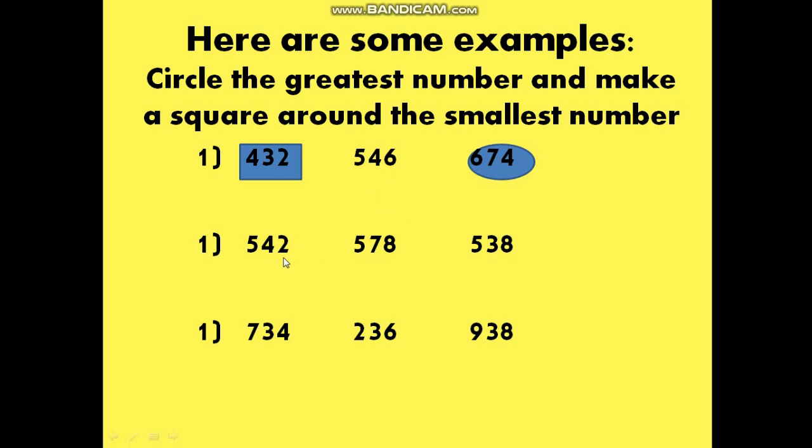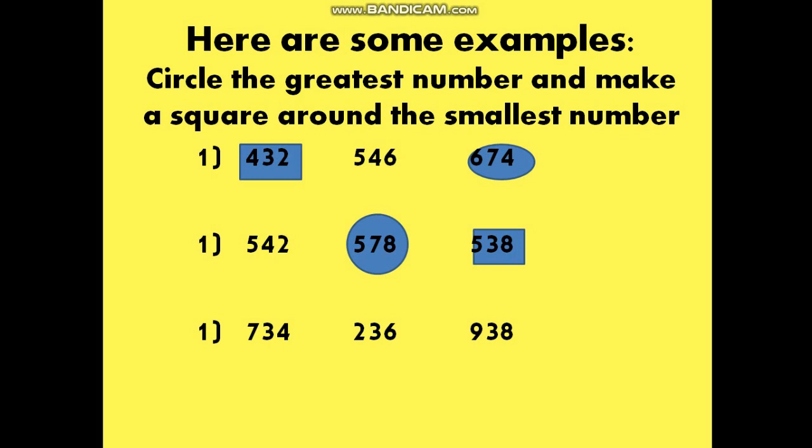Let us take the second example. 542, 578, 538. So which of these is the greatest number? What will be the answer? And which one will be the smallest number? 578 is the greatest number and 538 is the smallest.